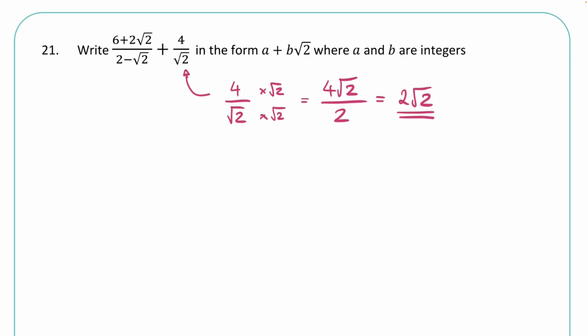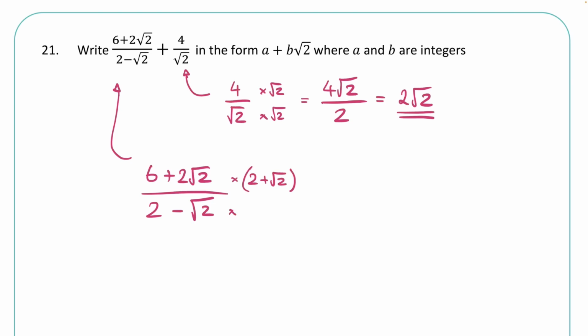Now hopefully the one on the left is going to rationalise to something nice, and adding that to root 2 won't really feel like much of an effort. It does look worse than some other questions, but that's half of it done technically, and definitely the much easier half. So let's have a look at this one. We've got our much harder one here, 6 plus 2 root 2 over 2 minus root 2. So we need to times the top and bottom by 2 plus root 2. Remember, the same as the denominator, but just changing the sign. So 2 plus root 2.